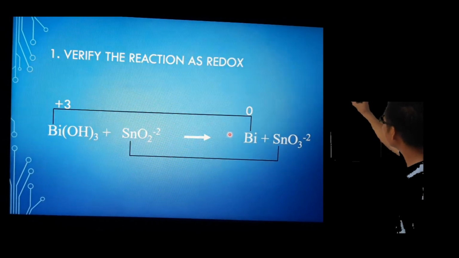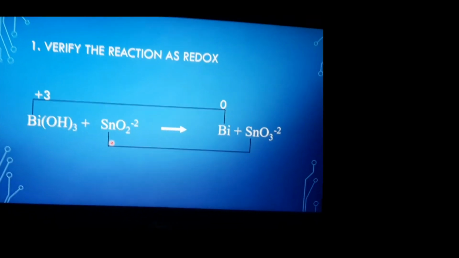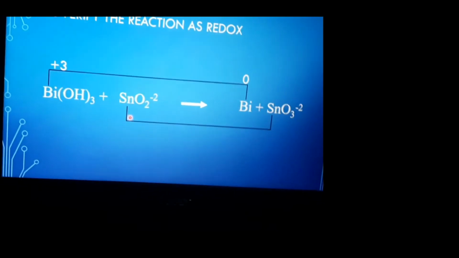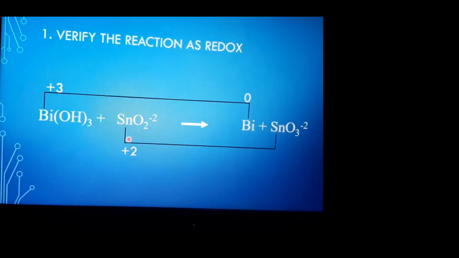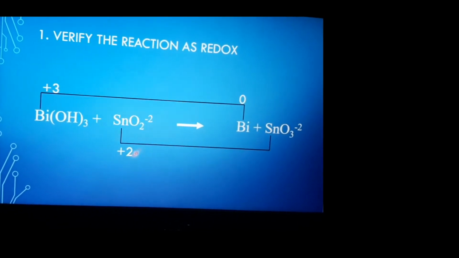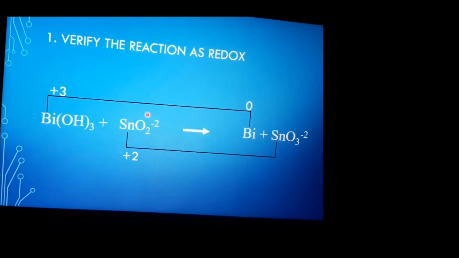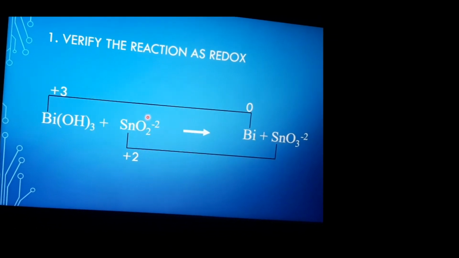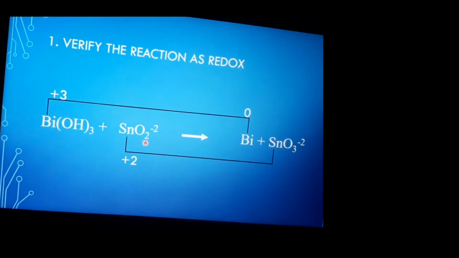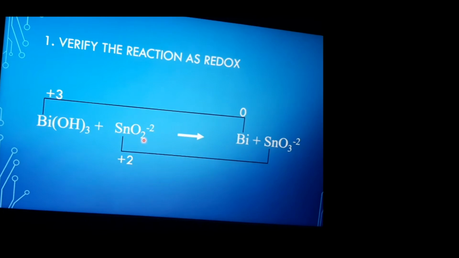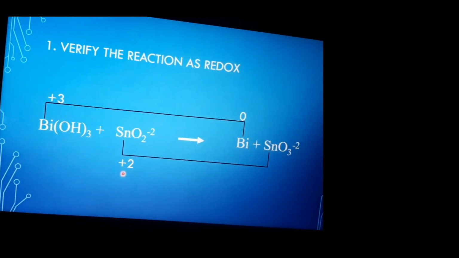Next we have the tin. The charge would be positive 2. How do you get positive 2? Oxygen is always negative 2, so negative 2 times 2 is negative 4. We have an excess of negative 2. What number is to be added to negative 4 so that we have negative 2? That is positive 2.